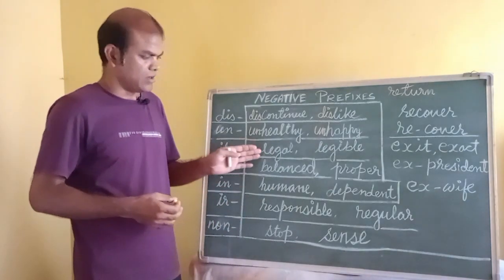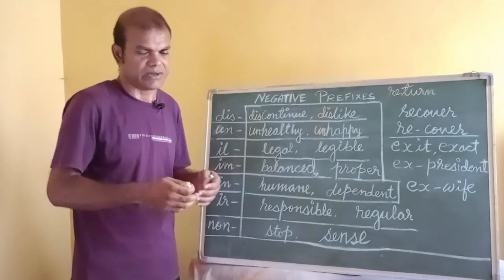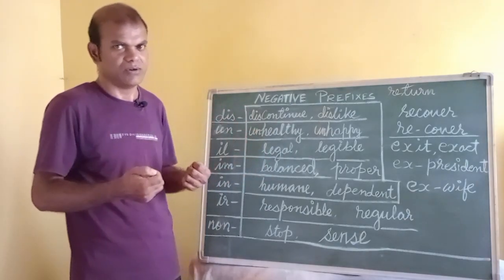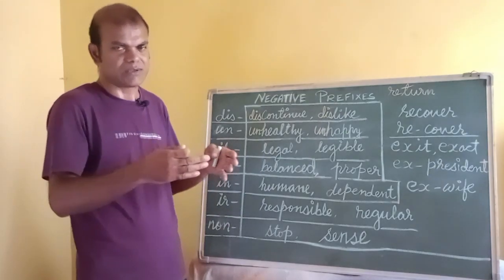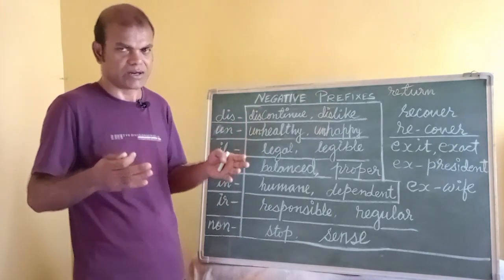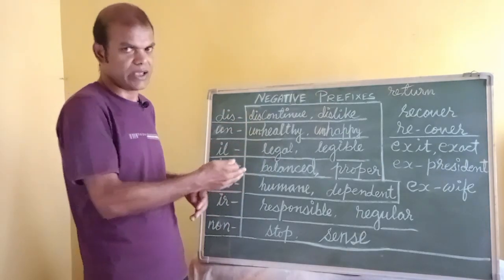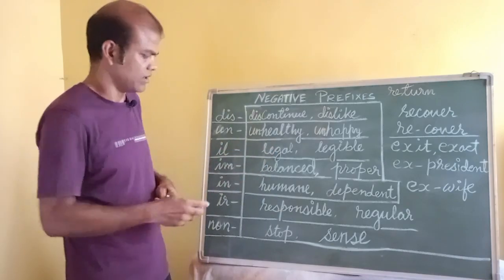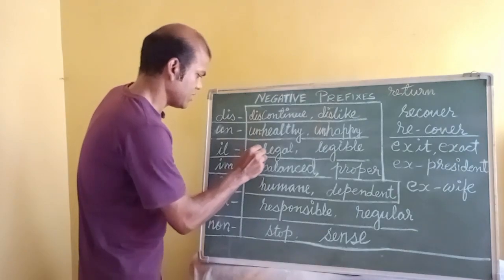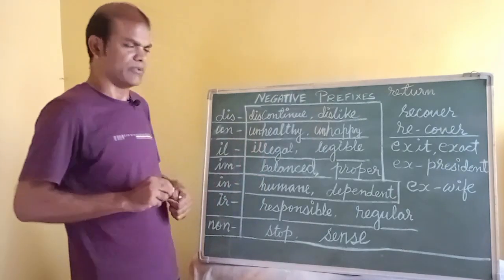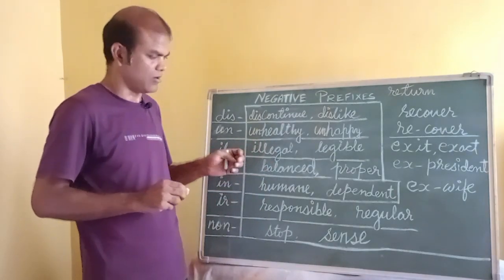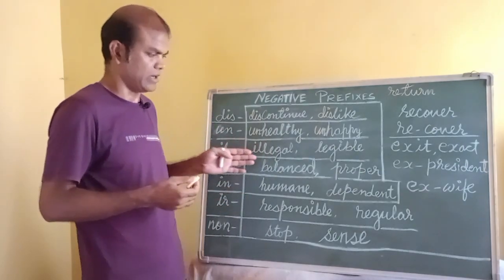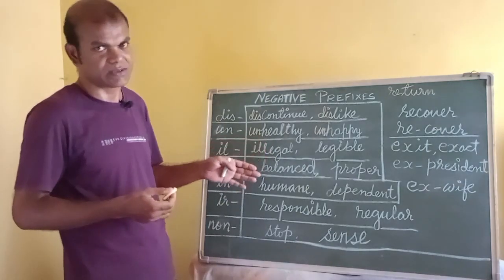Il. Legal. Legal means every country has a law, things we can do and things we can't. The things which are allowed for us to do in that country or community are known as legal. If you are doing something against the law, that is illegal. We write il before legal, we get illegal. Now this is the opposite of legal, which is not allowed. It is against the law.